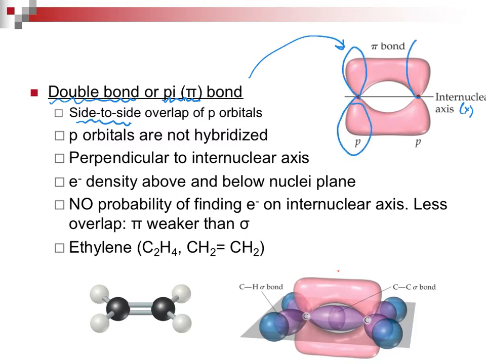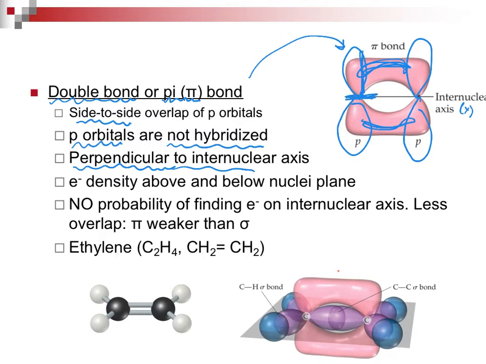Imagine that they once looked like this. What they are doing is they are overlapping in order to form this pi bond. These p orbitals, we say they are not hybridized. They are perpendicular to the internuclear axis. By that I mean there is our perpendicular. And we have electron density above and below the nuclear plane. Let's just call this an XY plane. All right, so that's what a pi bond is.